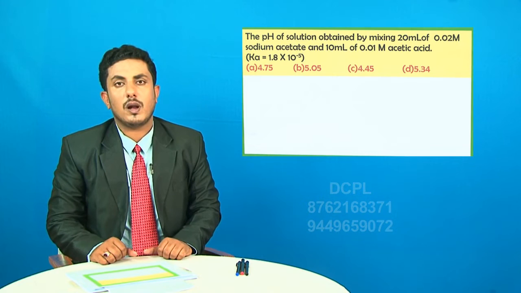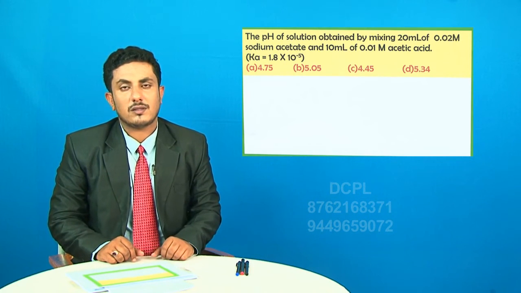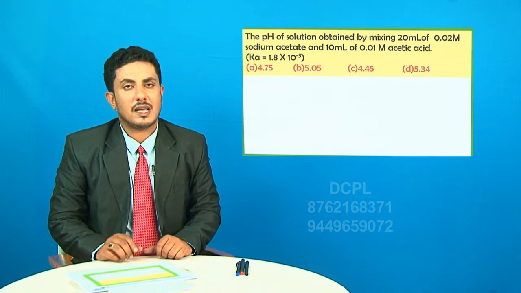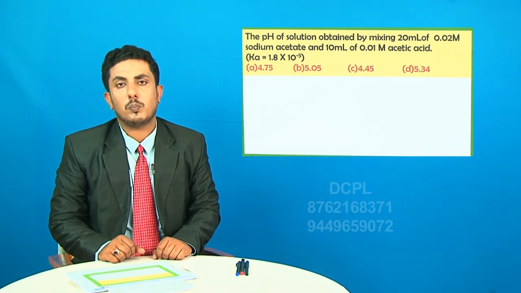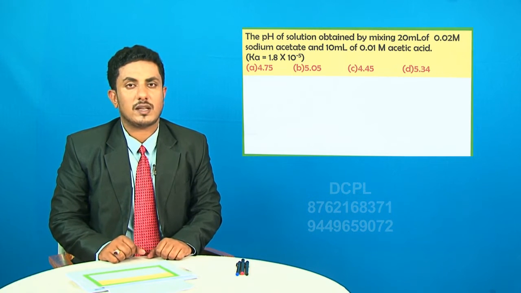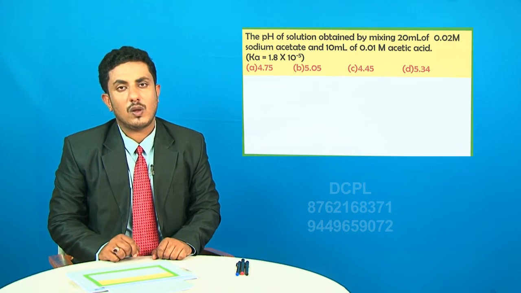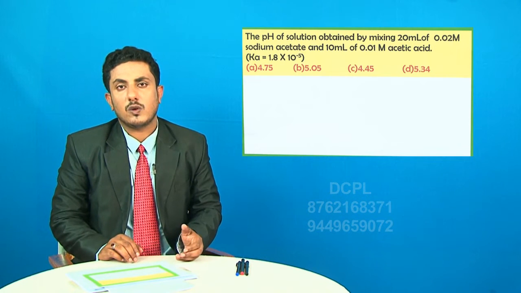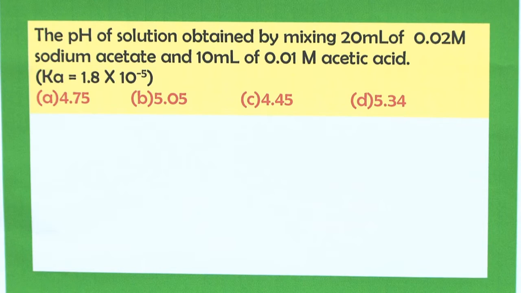So this is a problem related to buffer where we need to calculate the pH by using the Henderson's equation. A mixture of weak acid and its salt with a strong base forms an acidic buffer, and pH can be calculated using the formula pH is equal to pKa plus log of concentration of salt divided by the concentration of acid. But they have not mentioned the value of pKa, instead they have given you the value of Ka. So from the Ka value given, you should calculate pKa, and using that you can calculate the pH of the solution. Let us try to calculate the pH of the solution.